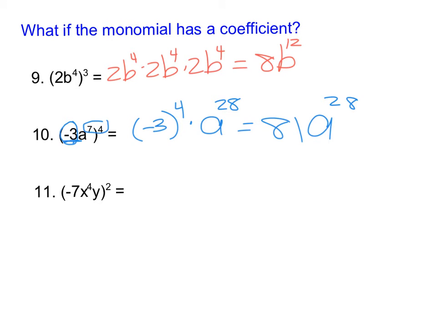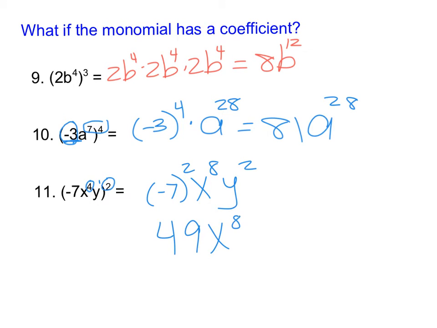So in number 11, we have -7 squared, x to the 8th, since 2 times 4 is 8, and then remember that y has a 1, 1 times 2 is 2, and then I'm going to do -7 squared, which is 49, x to the 8th, y squared, and we're done.